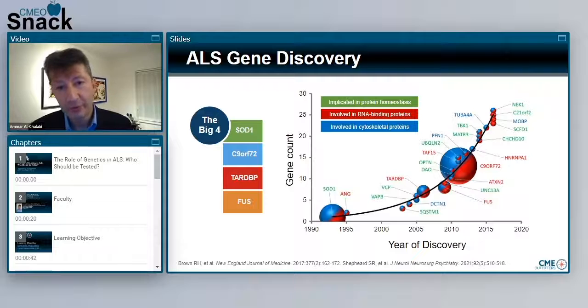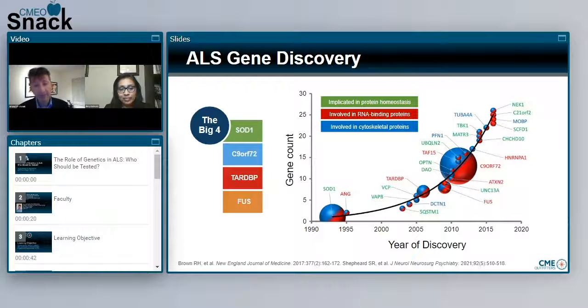Two other important genes are TARDBP, T-A-R-D-B-P, which codes for a protein called TDP43, and that protein accumulates in the cells of people with ALS. Mutations in that gene probably account for about 1% of people with ALS, and mutations in the FUS gene, which is related to TARDBP, probably account for about another 1%. So those are the big four in the UK, and I think probably in the US, is that correct?